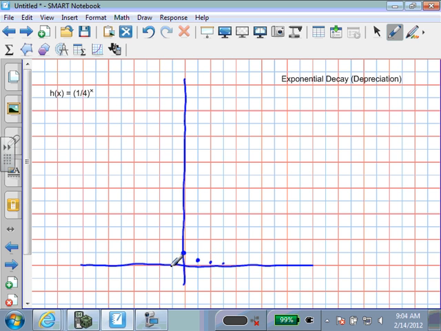1/4 to the negative first power is 4. 1/4 to the negative second power would be 16.